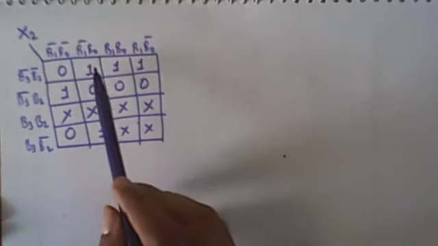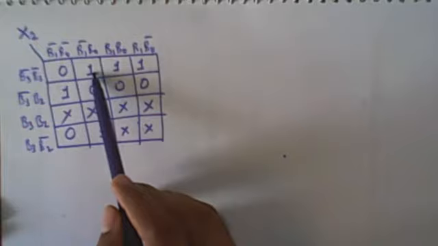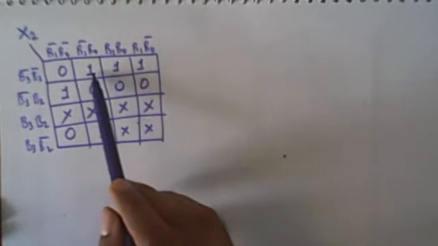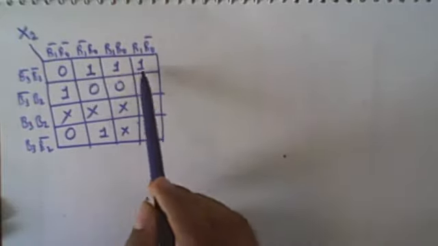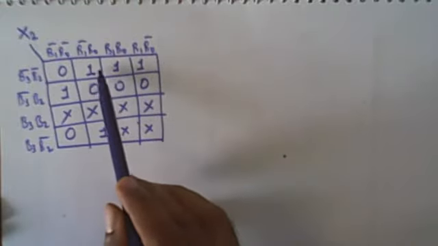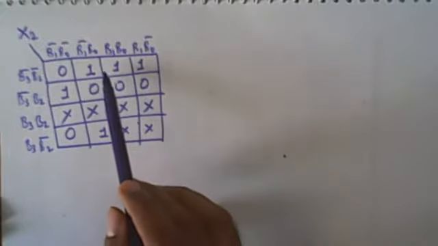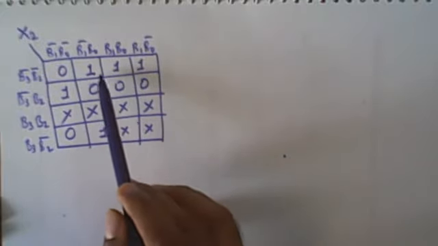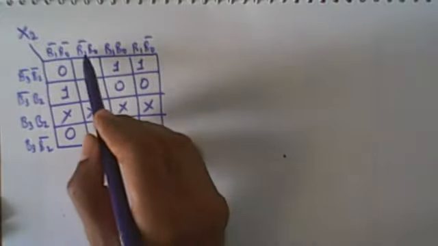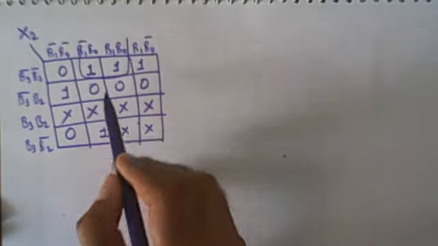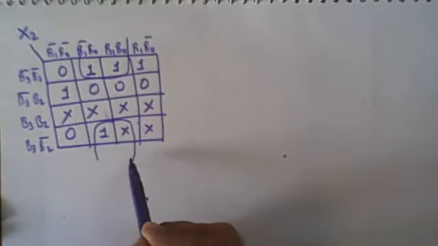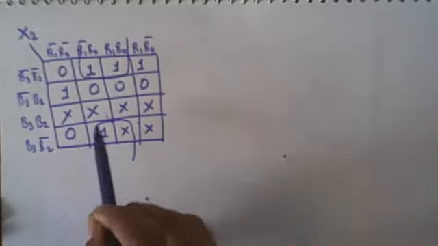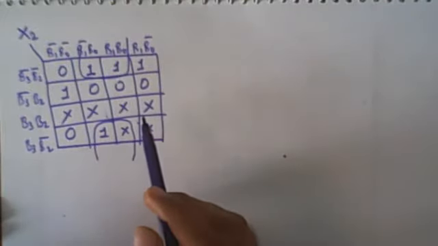Let me make the group of 1 for this one. So group of 16 is not possible. Group of 8 for this one is not possible. Group of 4 for this one. Let's check, this group of 4 is not possible. This group of 4 is not possible. But yes, this group of 4 is possible, 2 from this and 2 from this. Right? So this group of 4 is possible.